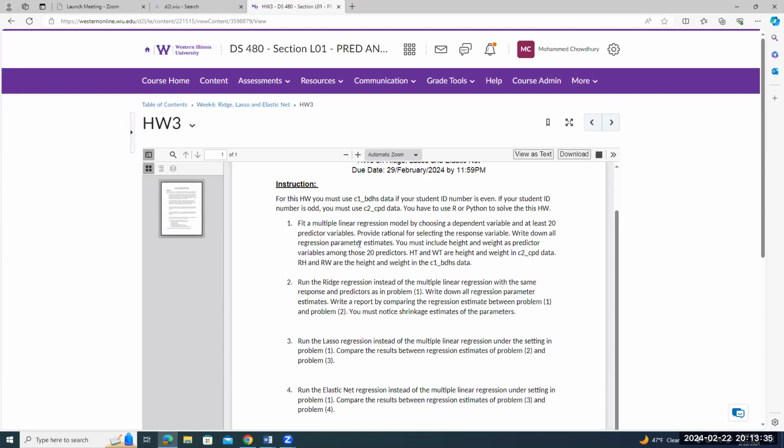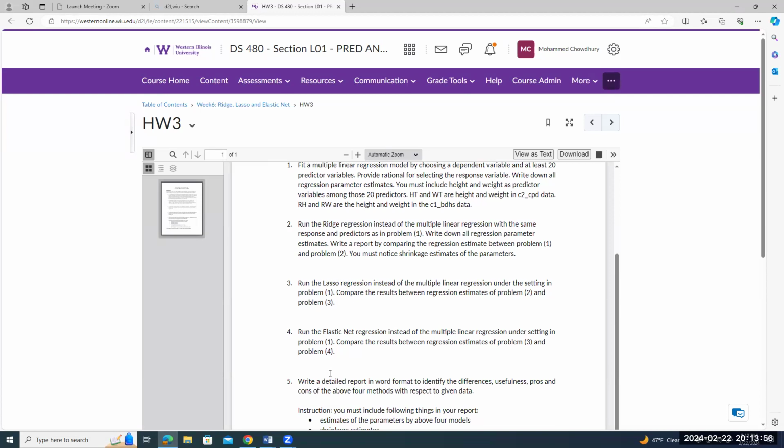Okay. And then you say that when I run the Lasso regression among these 20 variables, I found 7 variables are not important. So those are kicked out and their estimates are equal to zero. Are you understanding? And then you finally write the elastic net and you can show the difference for these four different approaches.